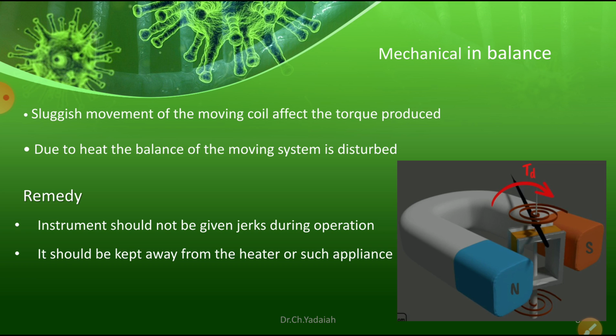The aging errors also, so you have to replace the springs frequently. At the same time, if the magnetic field is weakened, you have to replace the spring as well as the U-shaped magnet after a long duration, then you have to recalibrate once again, then you can use it. So these are the few errors that take place in moving coil instruments.